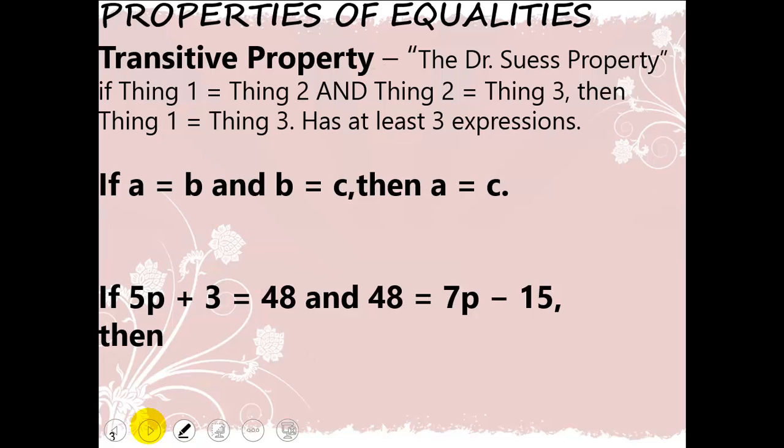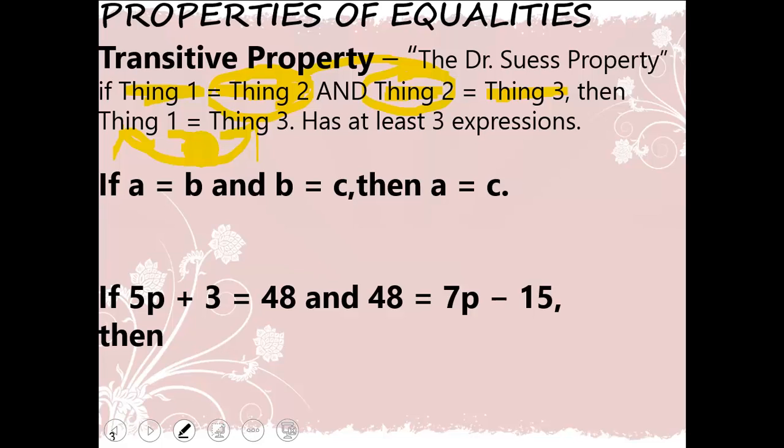The third property is the transitive property, and I like to think of it as the Dr. Seuss property. So remember, Dr. Seuss had the Cat in the Hat, thing 1, thing 2. They went all the way up to thing 99. We're going to limit it to thing 1, thing 2, and thing 3. So if thing 1 is equal to thing 2, and this same thing 2 equals thing 3, then thing 1 has to equal thing 3. They have to be equal. You have to have at least 3 expressions.